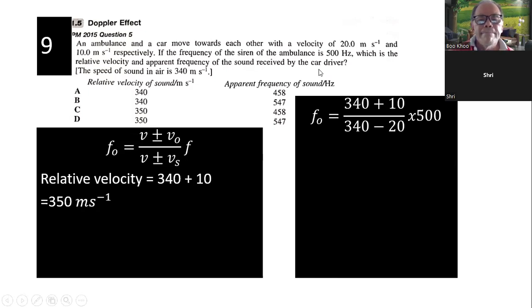And the source of sound and the car are moving towards each other. So we subtract. Okay. That's your F, that is 500. Donkey, okay. Anything not clear?